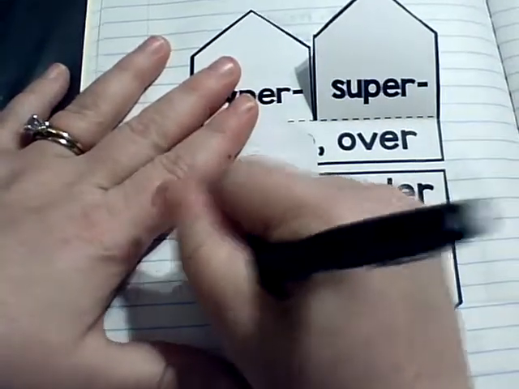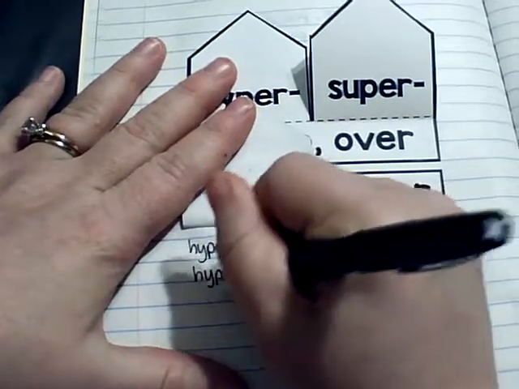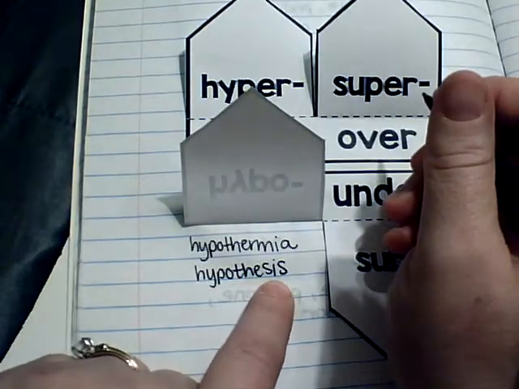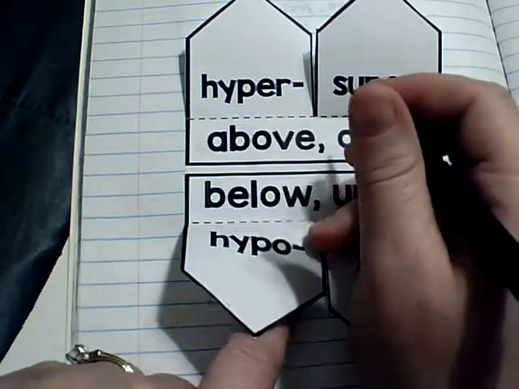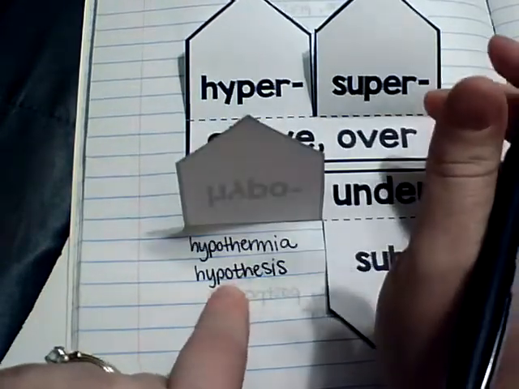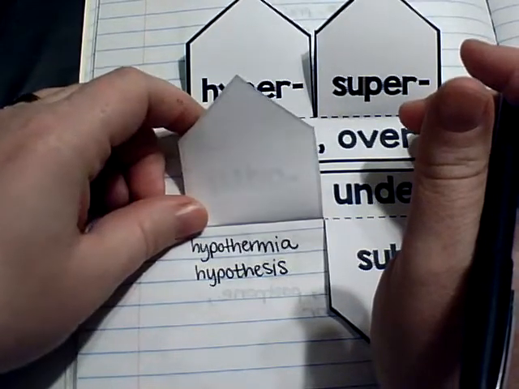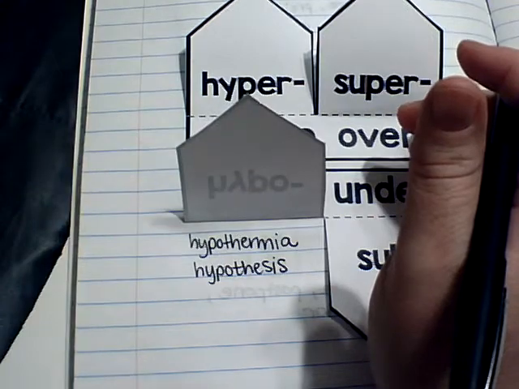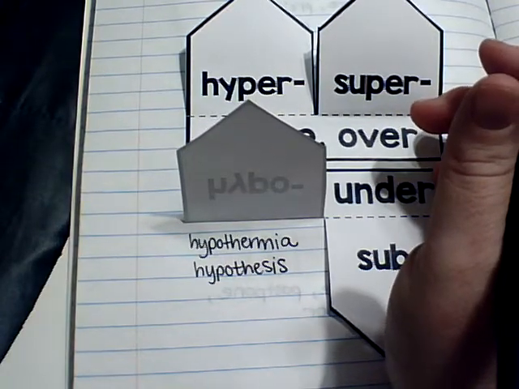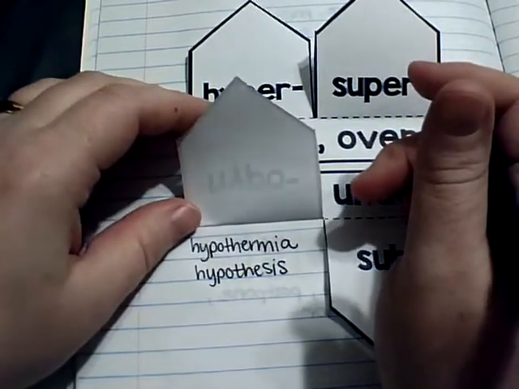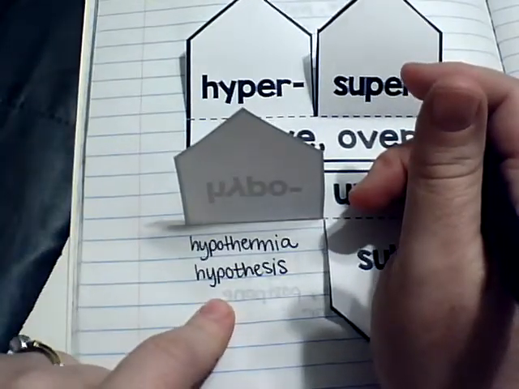We have hypothesis, which is a science term. So thesis is like a belief, a statement that's believed in, and then hypo means below or under. So this is something that happens kind of like under the thesis before you actually prove it. You have to come up with this beforehand. So it's kind of like below the actual research.